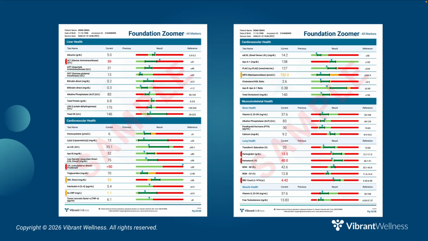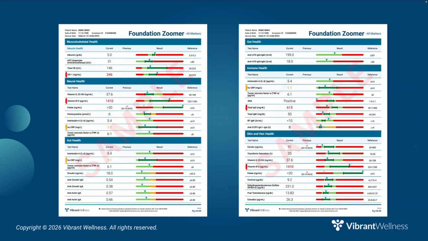And interleukin-6, a key upstream cytokine driving CRP production and systemic inflammation. Also, musculoskeletal health markers like vitamin D, alkaline phosphatase, and parathyroid hormone, along with insulin-like growth factor 1, as IGF-1 reflects the body's willingness and ability to invest energy in growth, repair, and regeneration of musculoskeletal tissues.